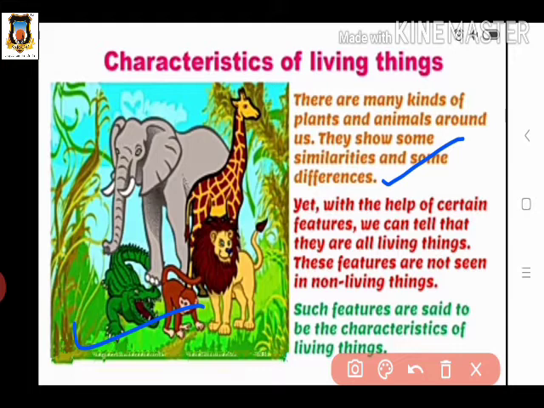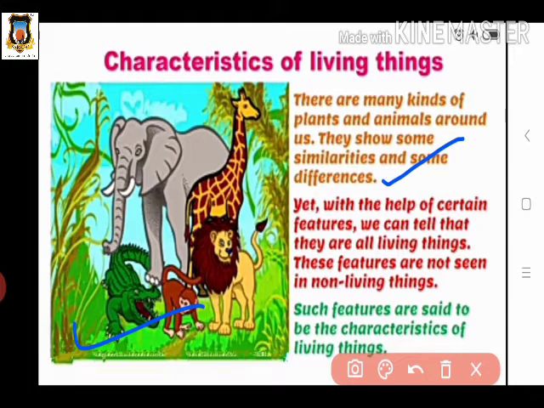By observing similarities and differences, we also see some characteristics or features. Features means important things which are present only in that animal or plant. By observing such features, we can tell that they are living things. These features present in living things are absent in non-living things. In this way we can identify whether a thing is living or non-living.